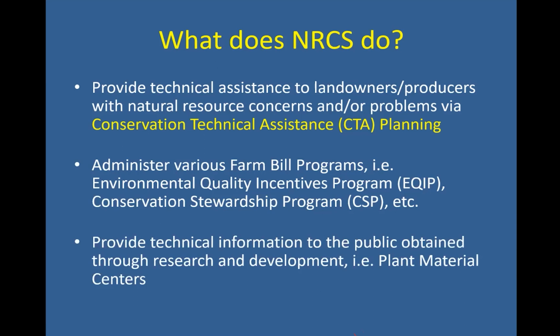And then we provide technical information to the public obtained through research and development. We work a lot with our plant material centers. Sometimes we want to provide you with the most cutting edge technology and seed recommendations, so we work through our plant material centers on some of this. We have one in New Mexico, actually. We're one of the few states, not every state has one, but we have one here in Los Lunas. That's our plant material center. So if there's ever anything that needs to be researched, maybe a new variety of alfalfa, we could work with them. We could work with the extension agents through NMSU. Next slide.